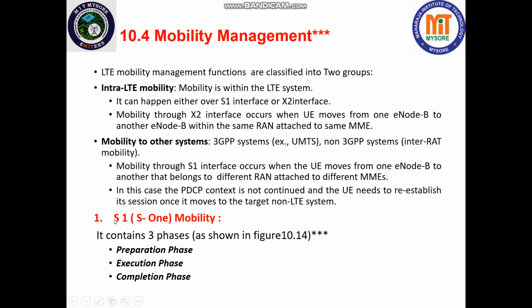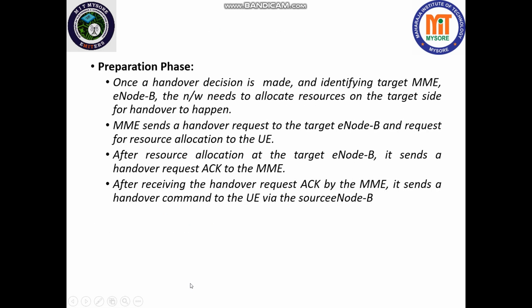Okay, let us now see what happens in S1 mobility and what happens in X2 mobility. There are three phases in S1 mobility as well as in X2 mobility. S1 mobility phases are preparation phase, execution phase, completion phase. Let us see what is the preparation phase. Once a handover decision is made and the target MME and target e-node B are identified, the network needs to allocate resources on the target side for handover to happen.